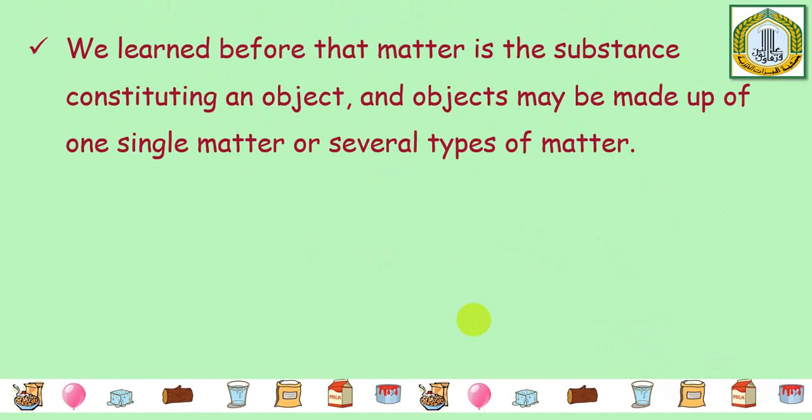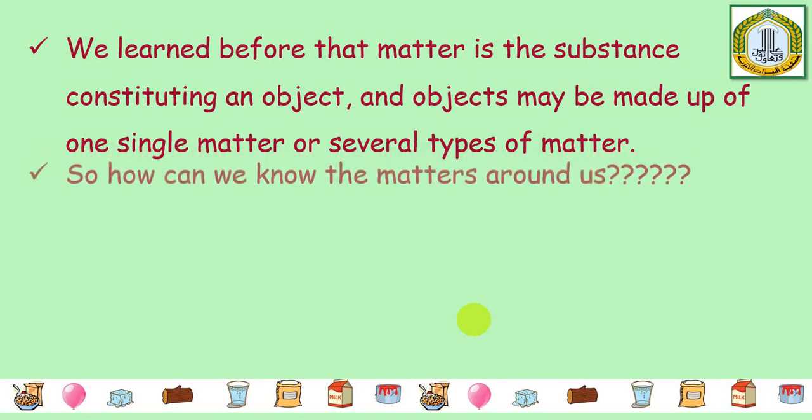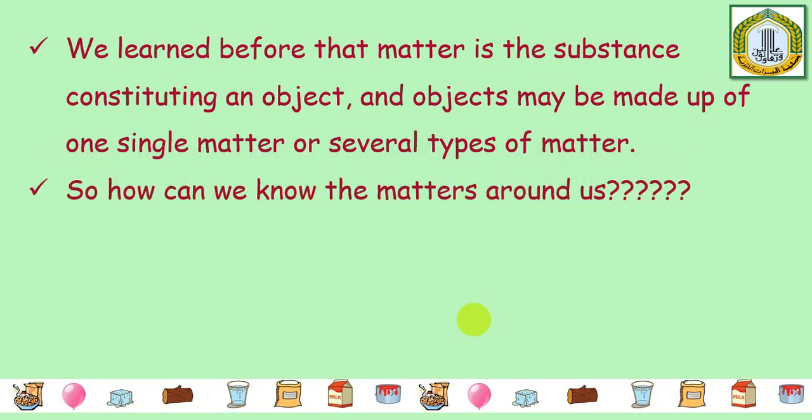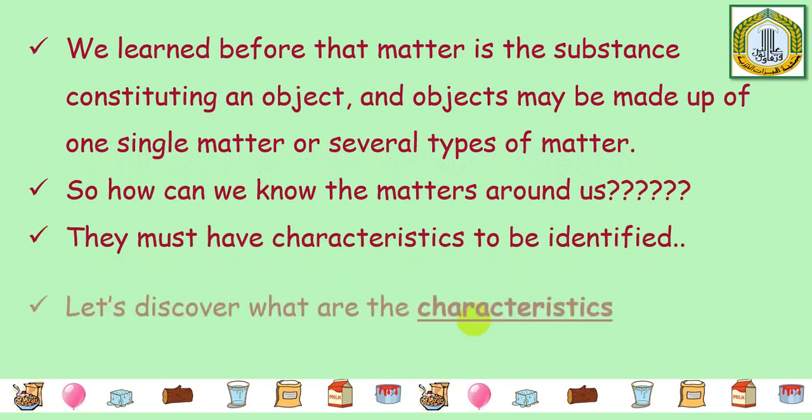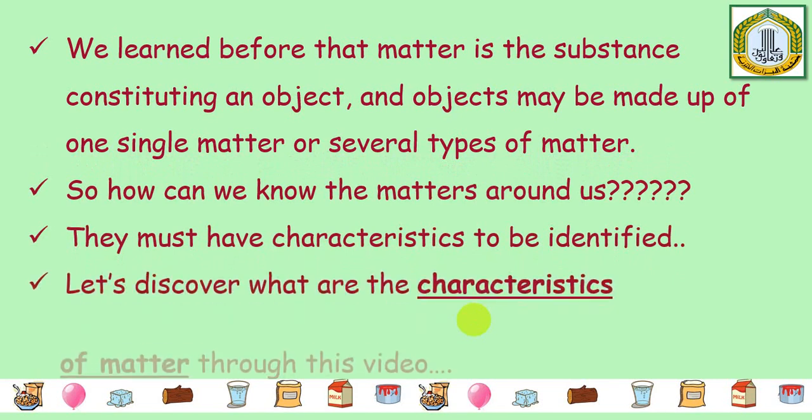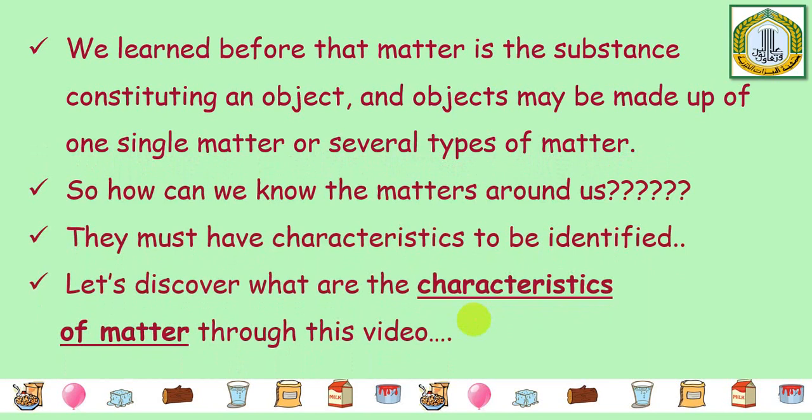Well, we learned before that matter is the substance constituting an object, and objects can be made of one single type of matter or several types of matter. But how can we know the matters around us? They must have characteristics to be identified, and that's what we are going to discover today, first by watching this video.